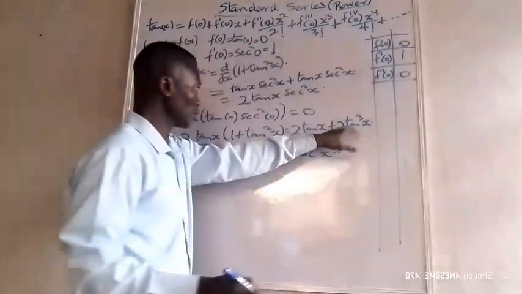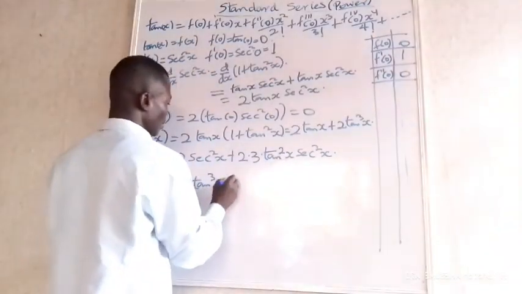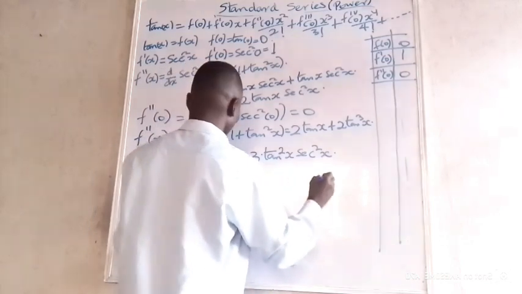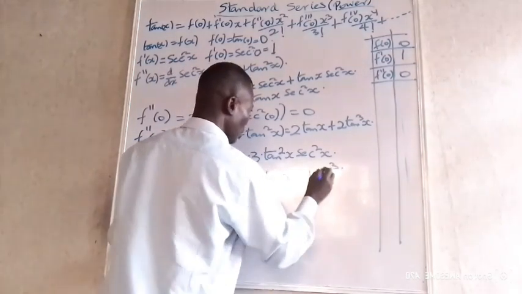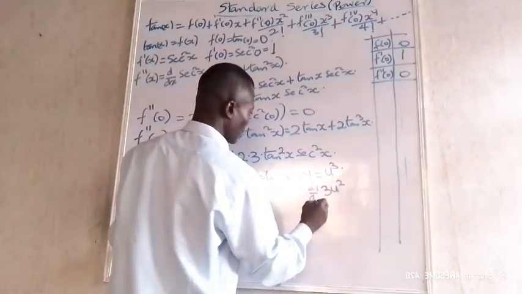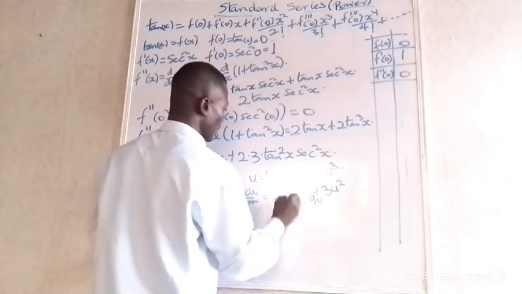I'm using function of a function to differentiate this. Let's see how it goes. Say I have tan cubed x: u equals tan x, y equals u cubed. So dy/du is going to be 3u squared, and du/dx will be sec squared x.